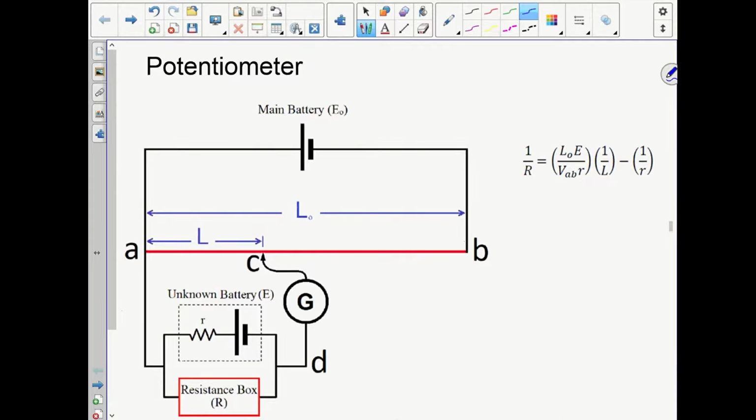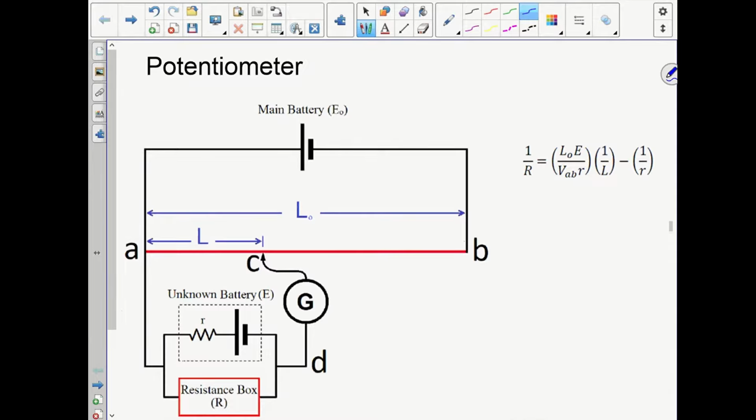Between point A and B, this red wire is called the slide wire of the potentiometer, and it has a length of 1 meter. In this experiment, changing the resistance box to given values, for each value we'll be looking for the balance point, which is point C in this diagram. Now the balance point is the point at which the galvanometer reading is 0.